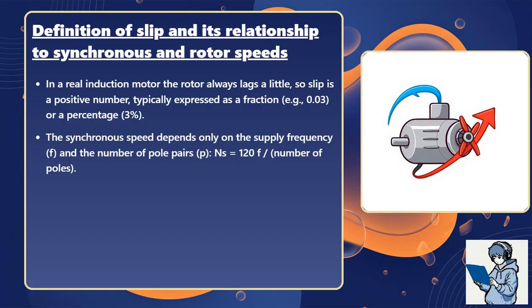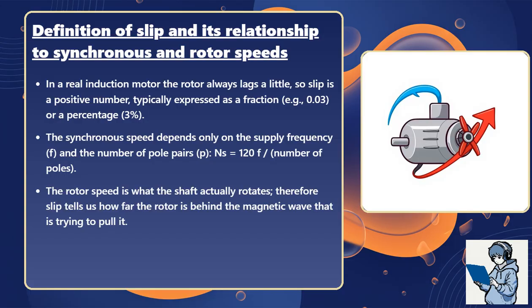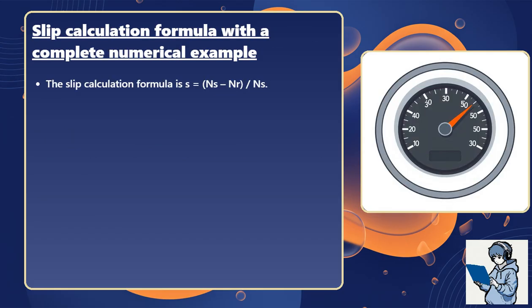The synchronous speed depends only on the supply frequency F and the number of poles. NS equals 120 F divided by the number of poles. The rotor speed is what the shaft actually rotates. Therefore, slip tells us how far the rotor is behind the magnetic wave that is trying to pull it. The slip calculation formula is S equals NS minus NR over NS.